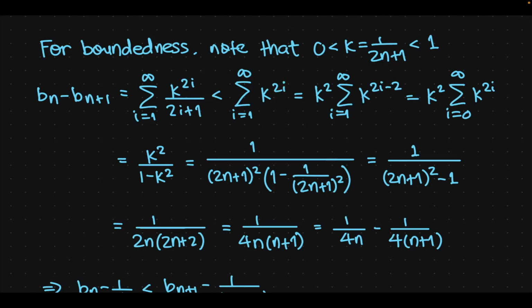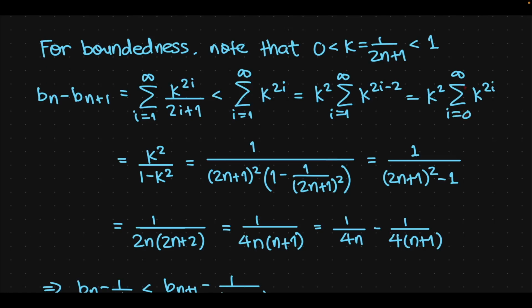We can write 2i as 2i minus 2 plus 2, and then we can split them as a product in k. So k squared times the sum from i equals 1 to infinity of k to the 2i minus 2 equals k squared times the sum. Now we can reindex. Instead of starting from 1, because of the minus 2, we can start from 0.